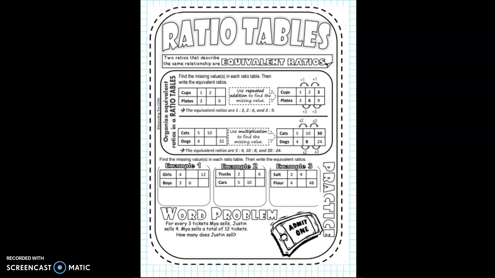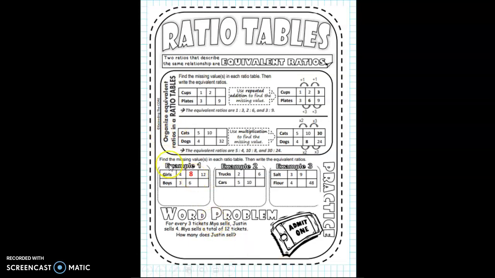Let's look at our 3 examples. The first example is a ratio comparing girls to boys. For every 4 girls, there are 3 boys. So if I look at the boys, my next value is a 6. What do I do to 3 to make the 6? Times 2. 3 times 2 is 6. So then I also have to take the girls times 2 to keep the ratio equivalent. That would give me, for every 8 girls, there are 6 boys.